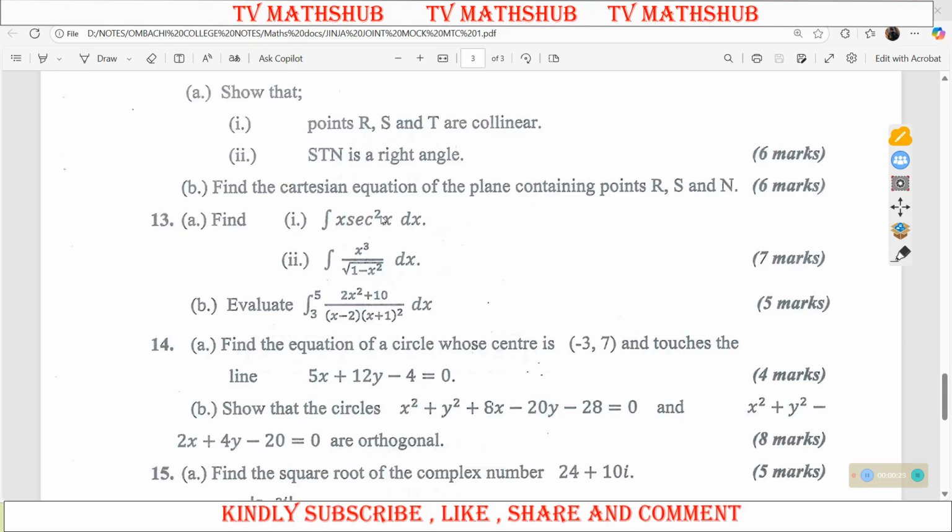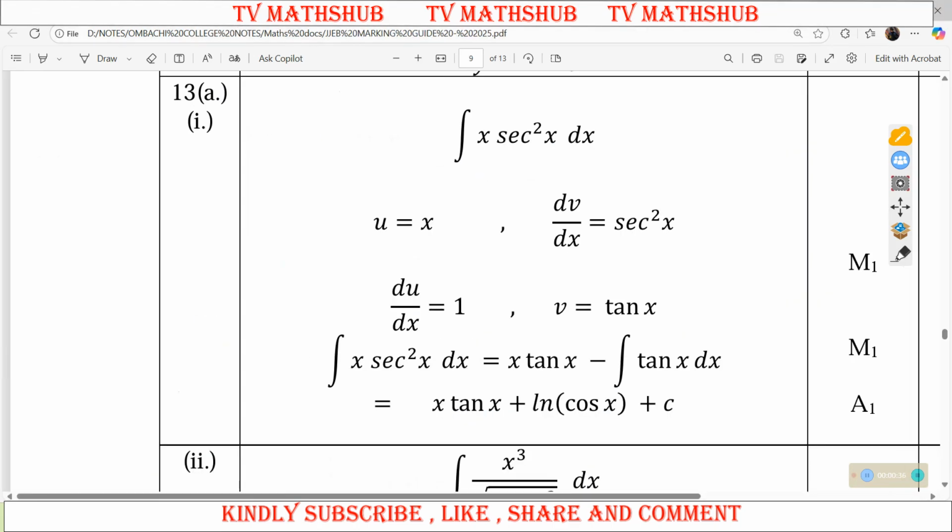Question 13a says we find the integral of x sec squared x dx. To find the integral of this one, we shall be using what we call integration by parts. So what does integration by parts say? It says that the integral of an expression in the form u dv/dx with respect to x is the same as uv minus the integral of v du/dx times dx.